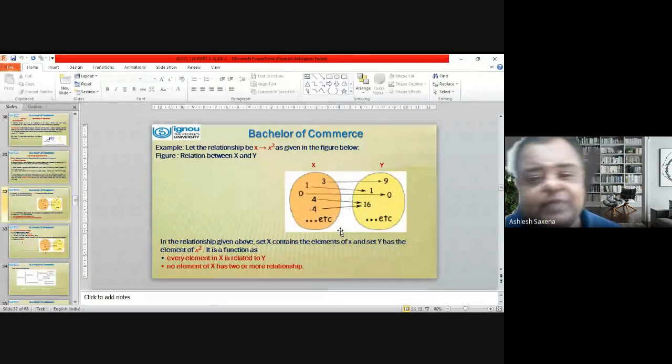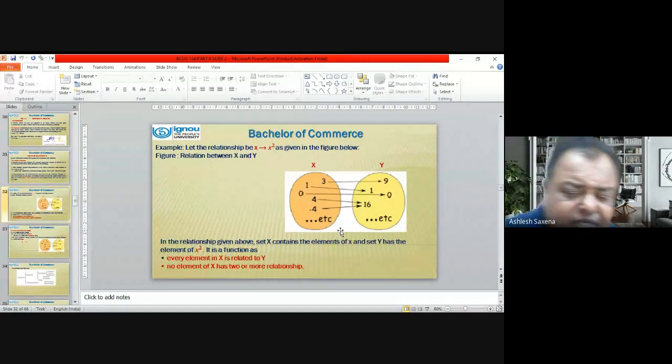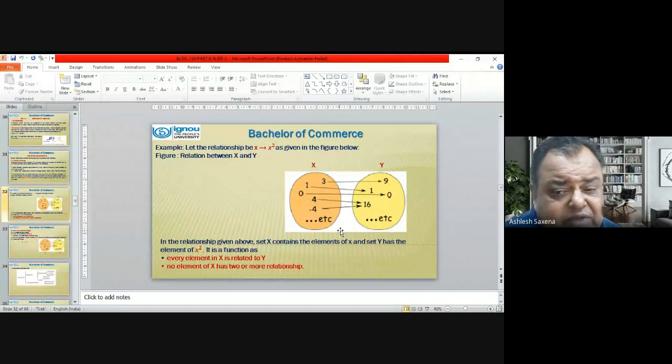Here we can see we have a relationship representing x tends to x squared. If we keep x on the left side and y on the right side, these are the two sets. If we have five elements, 0, 1, 3, 4, minus 4, and we find the square, then 3 will have 9 as its square, 1 will have 1, 0 will have 0, and 4 and minus 4 will both have 16.